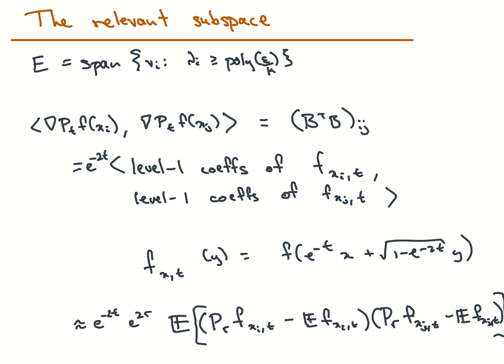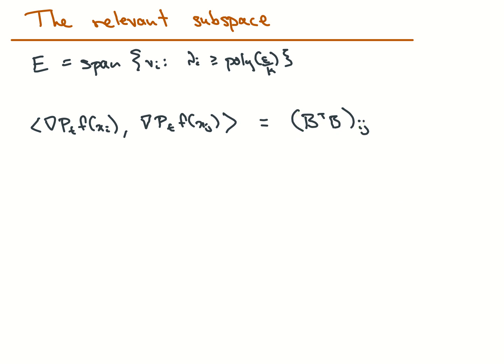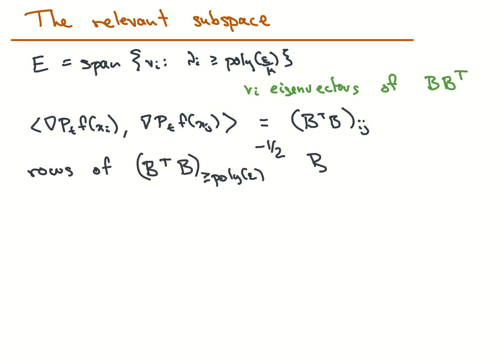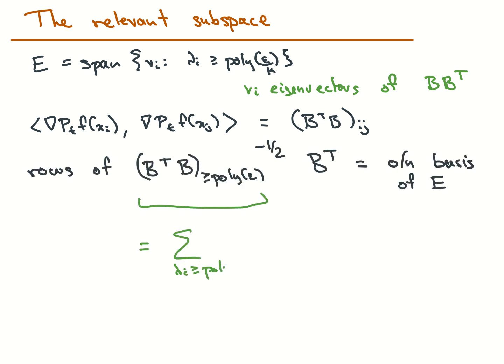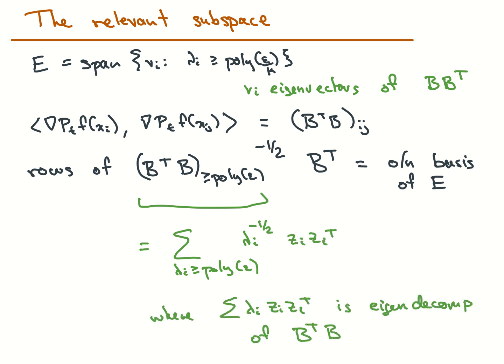Okay, so now we have a way to estimate these inner products, and so we have a way to estimate the matrix B transpose B. Let me remind you how we put all these things together, partly because I lied a little bit in the high-level overview before. I'm interested in the span of the eigenvectors of this matrix which have non-tiny eigenvalues. And I get an orthonormal basis for that space by taking the rows of this matrix product, where by this notation here, I mean a sort of truncated pseudo-inverse, where I only consider the non-negligible eigenvalues.